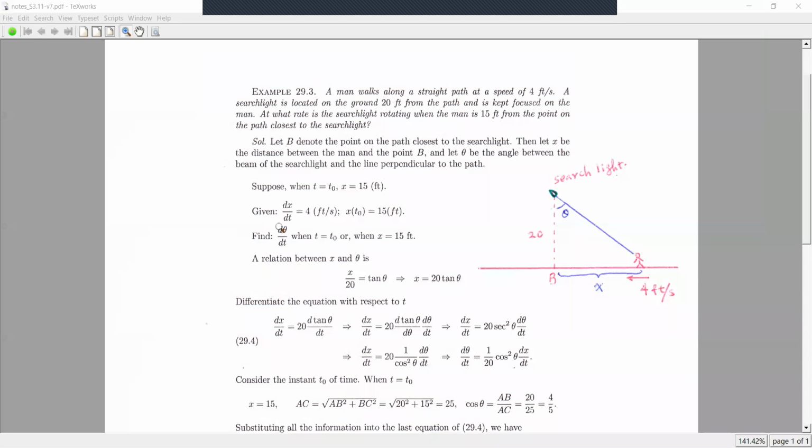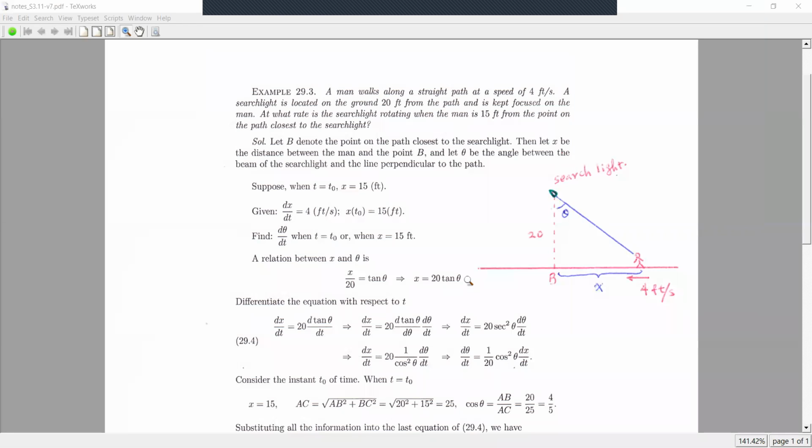The unknown is the derivative of theta, and the given is the derivative of x. We want a relation between them. A relation between x and theta comes from this right triangle. Tangent of theta is the opposite side x over the adjacent side 20. We have this equation. Now move 20 to the right side, then we have this equation.